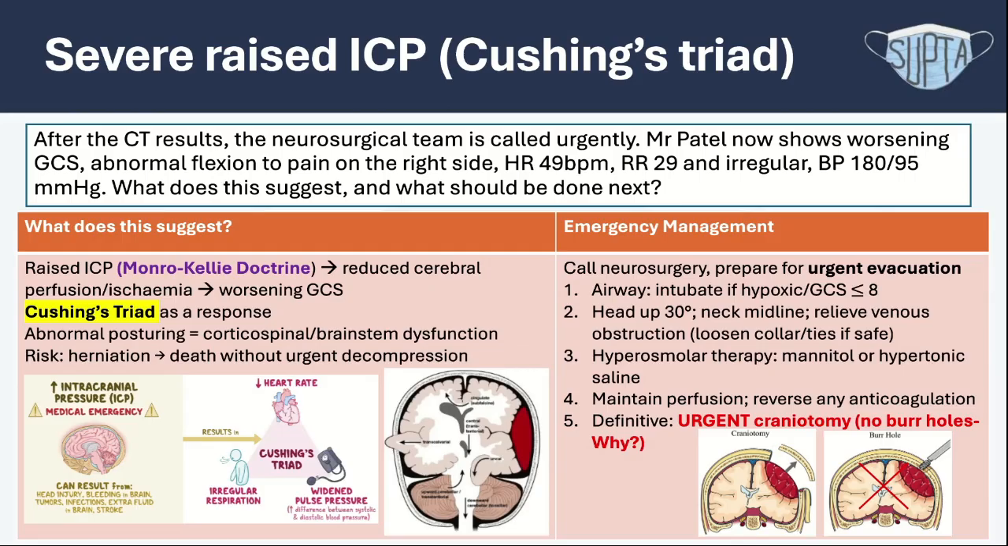Now, medical treatment for raised ICP includes hyperosmolar therapy, such as mannitol or hypertonic saline, which work by drawing water out of the brain tissue and reducing the cerebral edema. But in this case, the definitive treatment is, of course, urgent craniotomy. So you get the neurosurgical team involved for evacuation of the extradural hemorrhage.